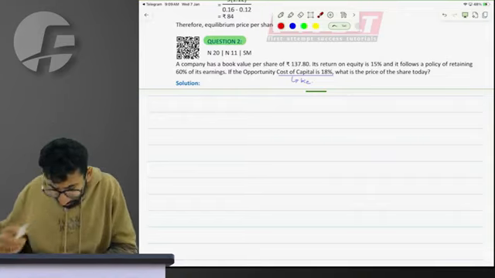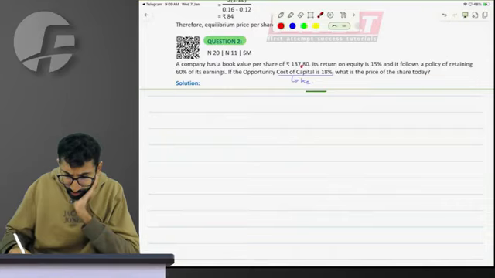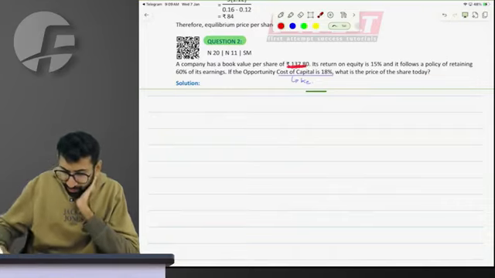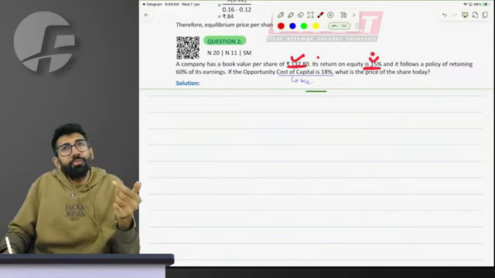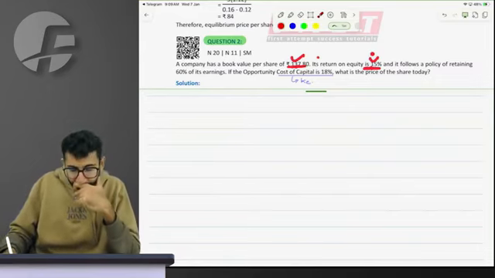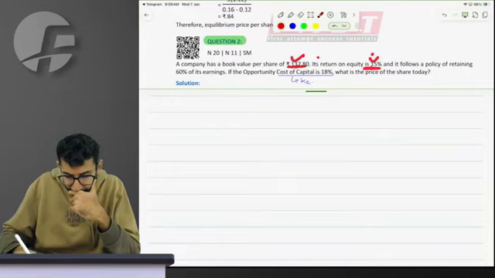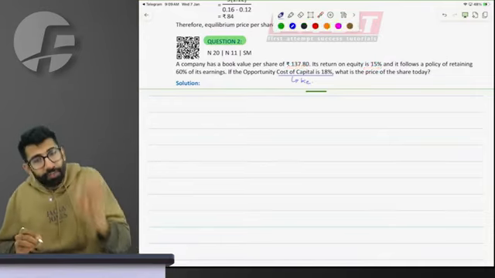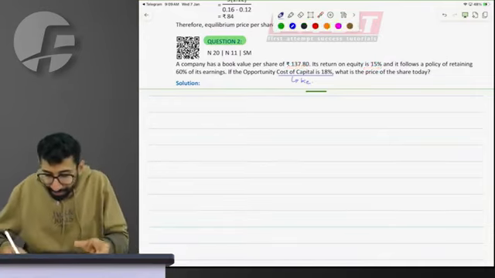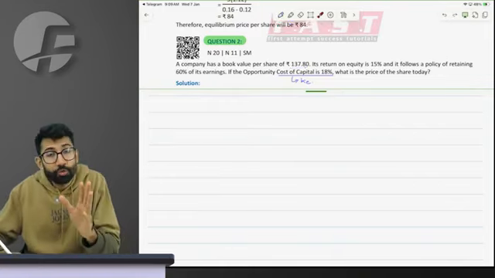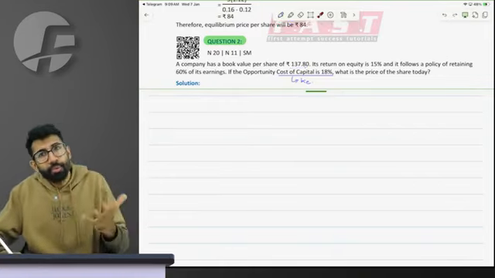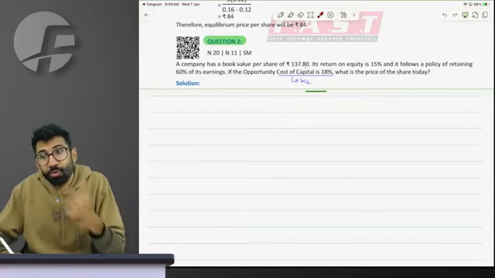Sir, let's try to think it together. If I have been given the book value per share, and if I have been given the return on equity, sir, using book value per share and return on equity, can we calculate something? Yes, sir. Whenever a question gives you any data, and if you're not sure, I'm trying to teach you how you approach a question. Suppose you get a new question in the exam.